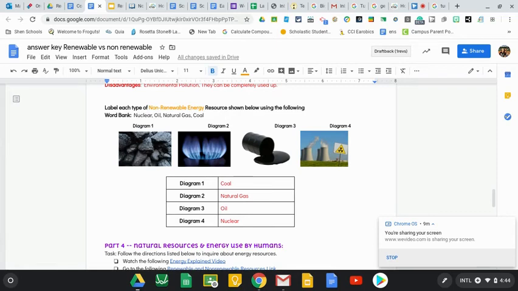Diagram 2 is showing natural gas. A lot of you might use natural gas in your house if you have a gas stove, or you might have a gas fireplace or gas fire pit, which is different than the propane tank for your barbecue. That's a different type of gas. 3 is oil, and 4 would be nuclear.